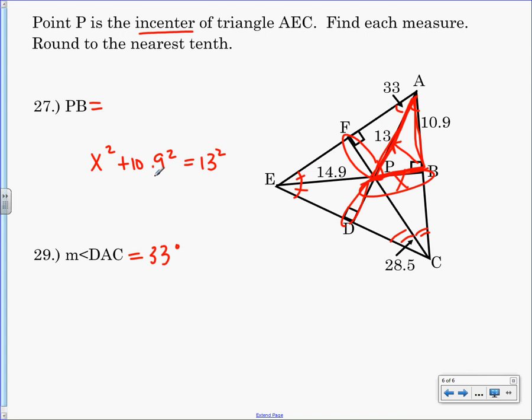Anybody think you got it? What'd you get? 7.1. Good. 7.1, yeah. 7.08 something, and it rounds to 7.1, nearest tenth. If you did not get that, tell me now so I can help you. Are you sure? Okay.